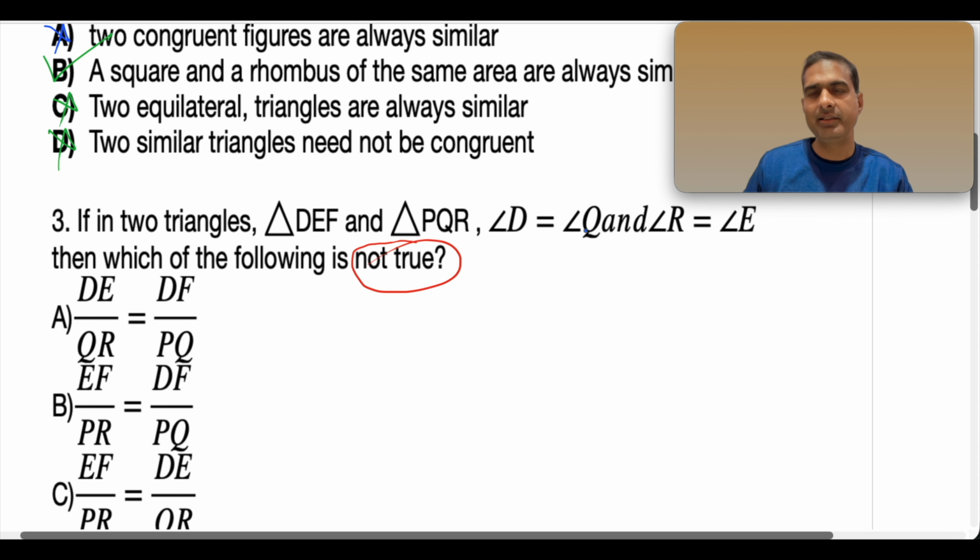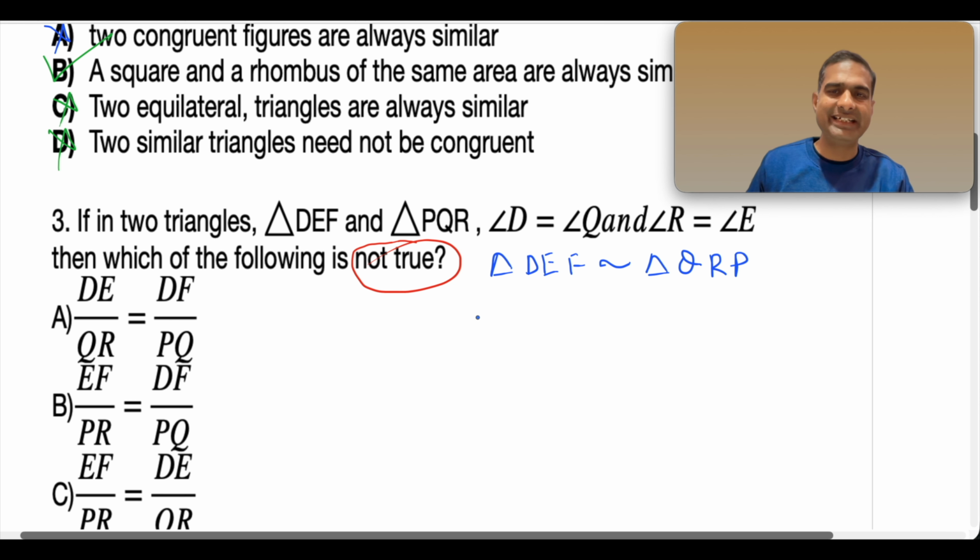So if I write triangle DEF is similar to, we can see that angle D is equal to angle Q, so it will be Q, and angle E is equal to angle R, so QRP. So this will be the sequence of the similarity. Triangle DEF will be similar to triangle QRP. So now let's check the options.